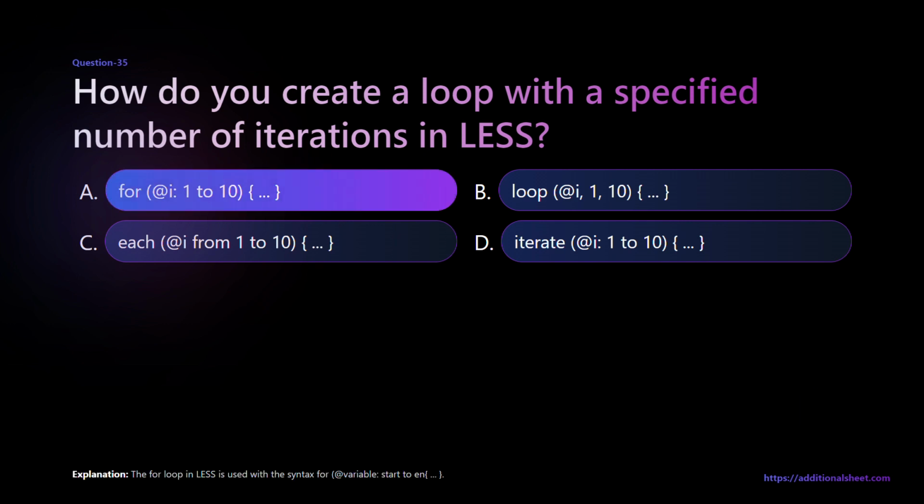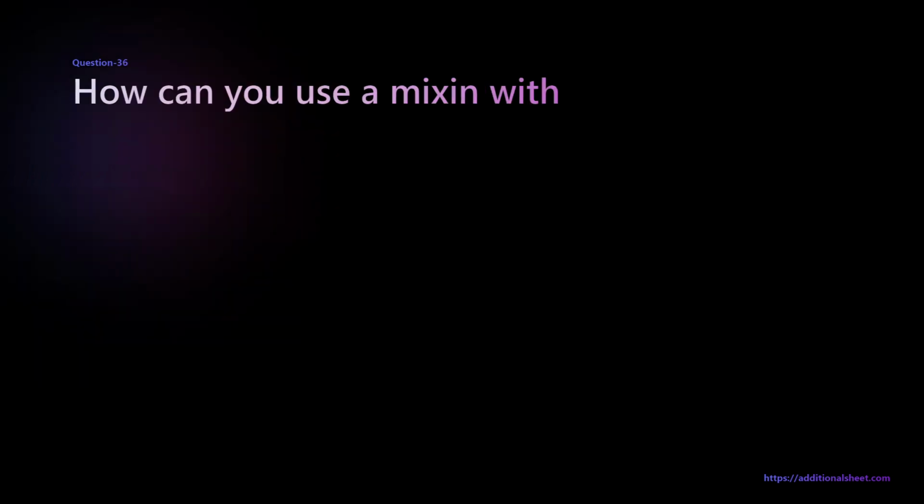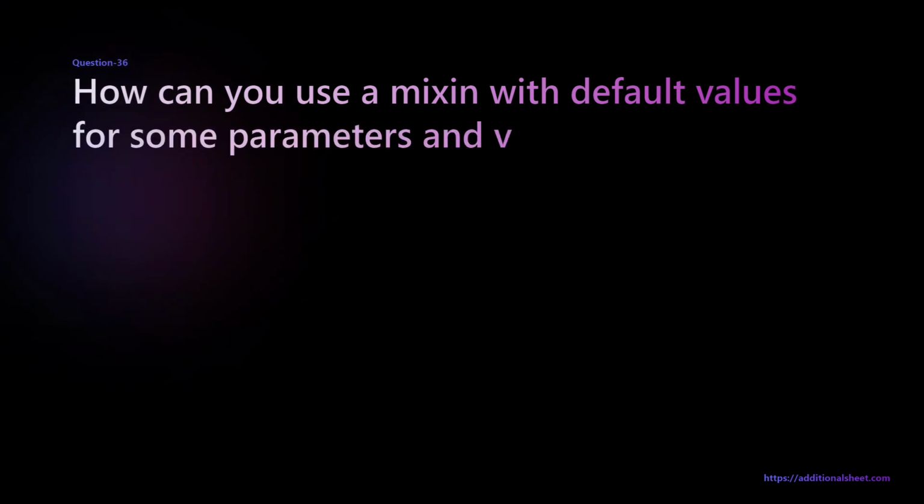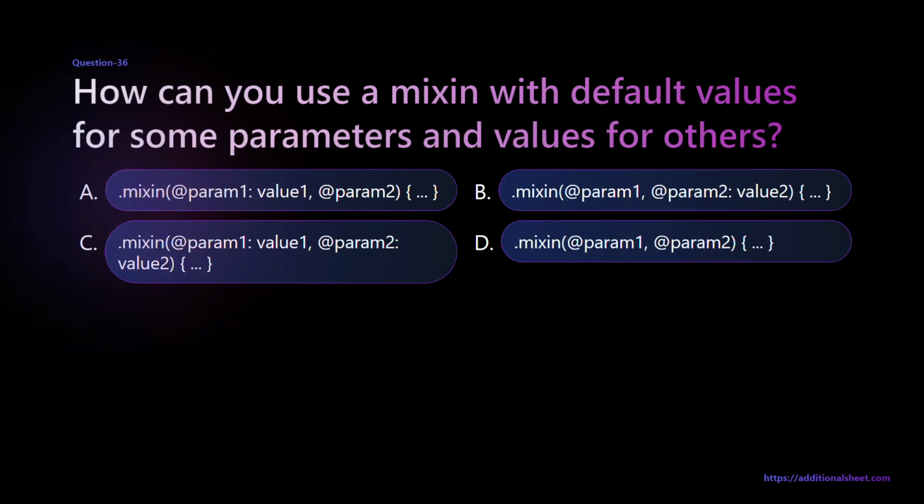The correct answer is option A, for I 1 to 10. How can you use a mixin with default values for some parameters and values for others? Option A, mixin param 1 value 1, param 2. Option B, mixin param 1, param 2 value 2. Option C, mixin param 1 value 1, param 2 value 2. Option D, mixin param 1, param 2.